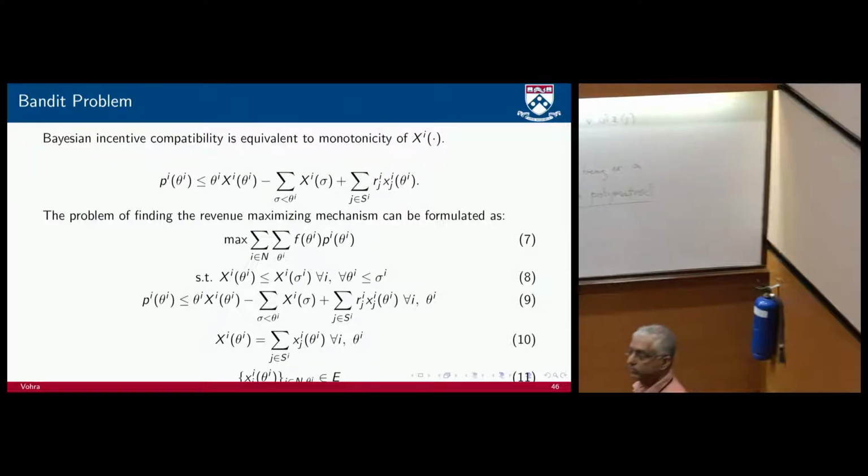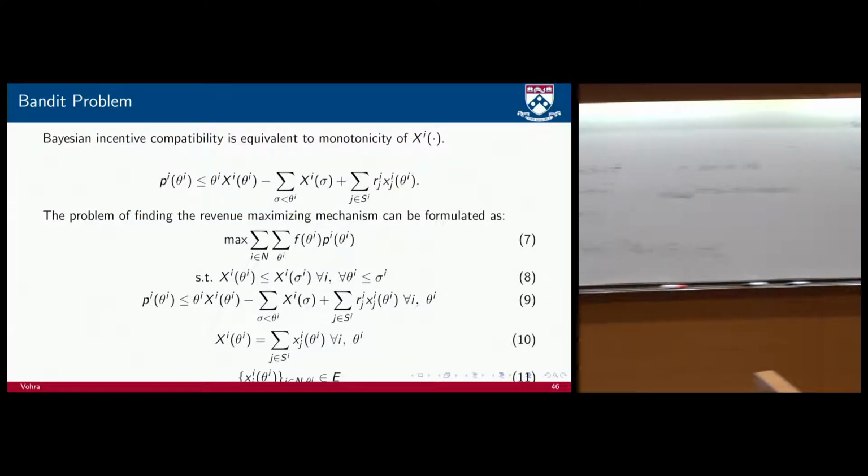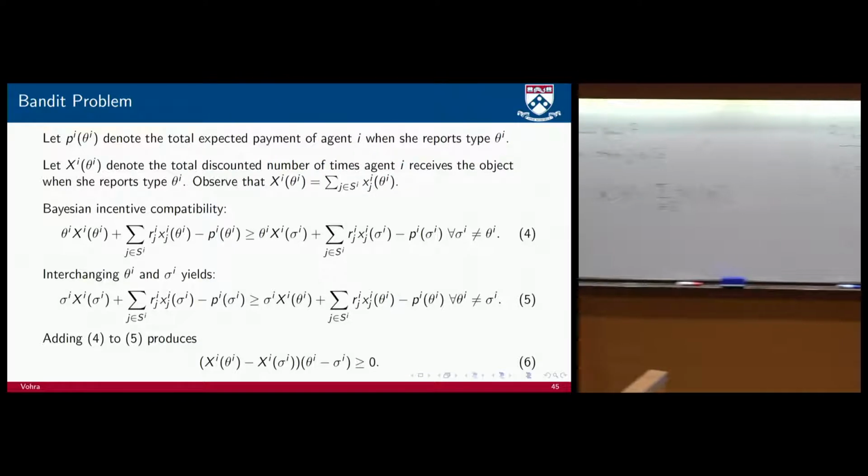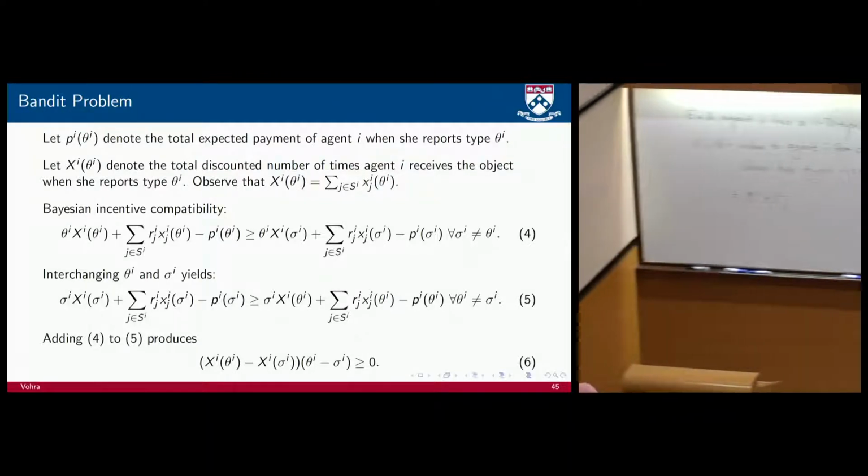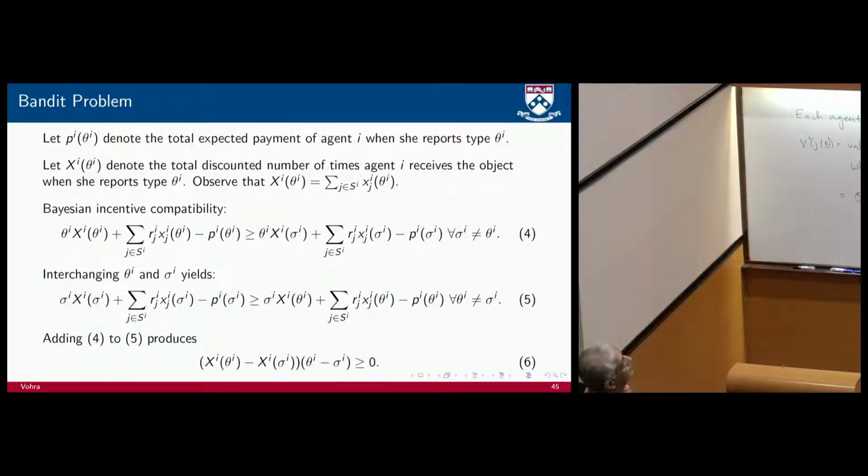Yes, Phil? On the previous slide, is there a reason not to fold the sum over J into the P, just to define a new P? You mean these ones? But notice this depends on the allocation rule, right?